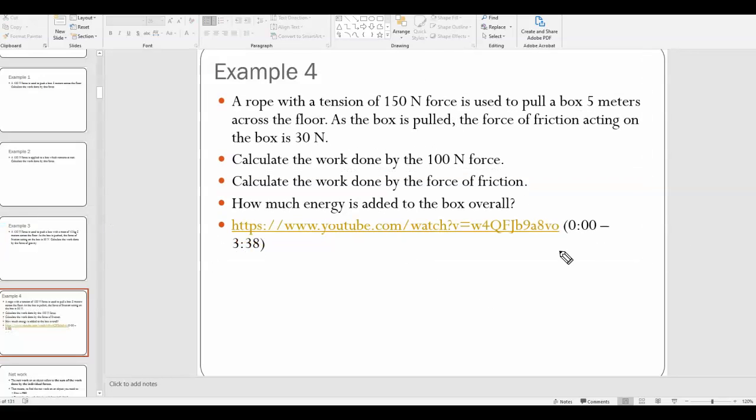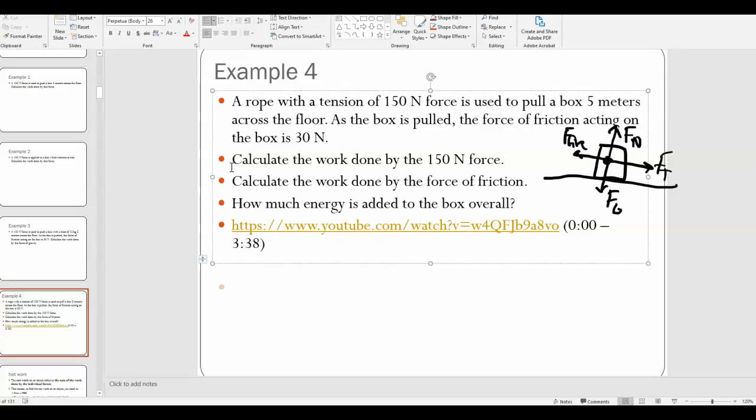Okay, so the situation, the FBD, looks basically like what we had before, except you have tension instead of applied force, but that doesn't really change anything. So we've got Fn, we've got Fg. Let's say we've got tension going to the right and friction going to the left, just like we had before. The question says calculate the work done by the 150 newton force, calculate the work done by the force of friction, and then how much energy is added to the box overall. Okay, so pause it here and try to answer those 3 questions on your own.